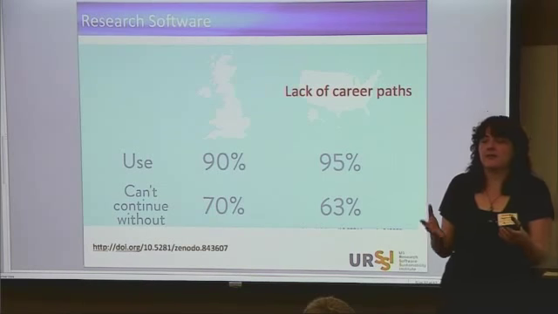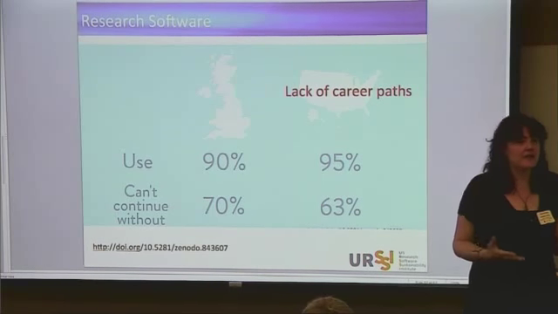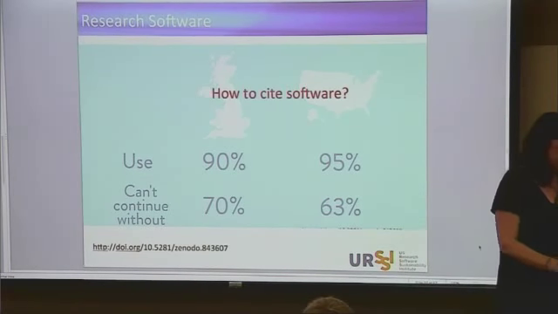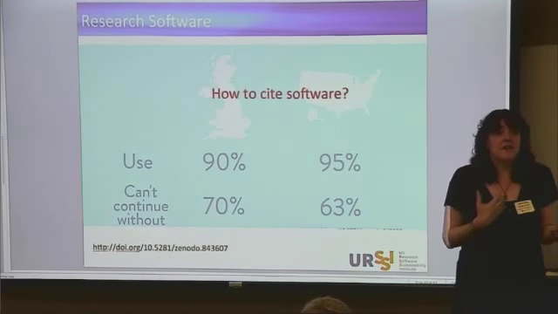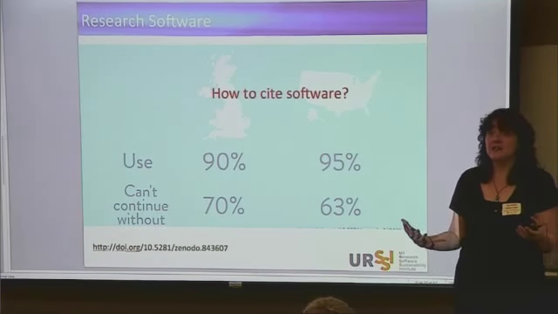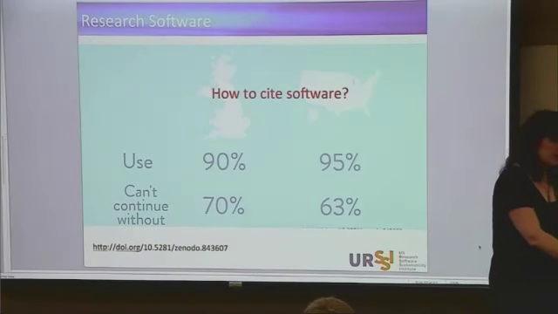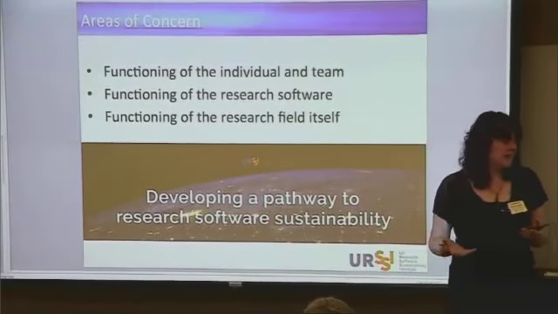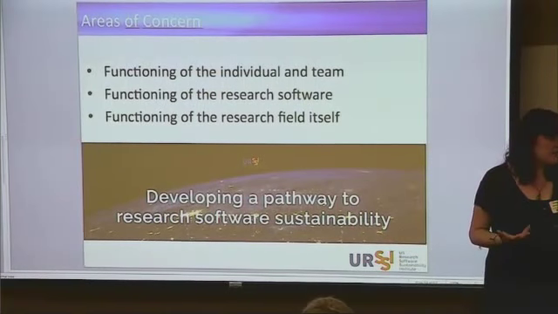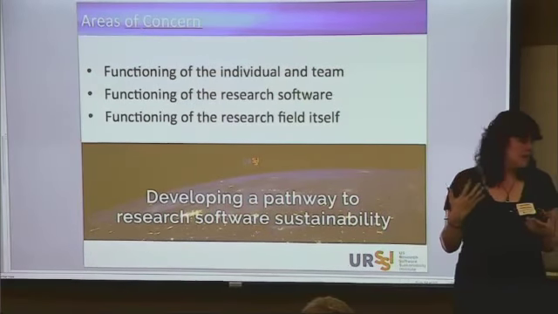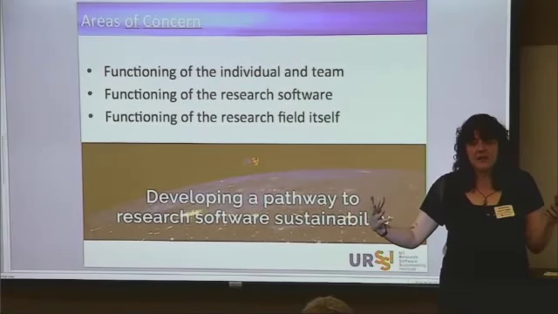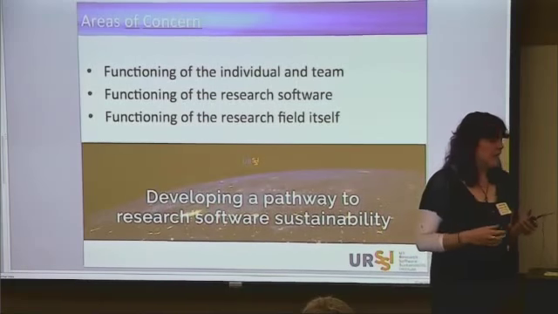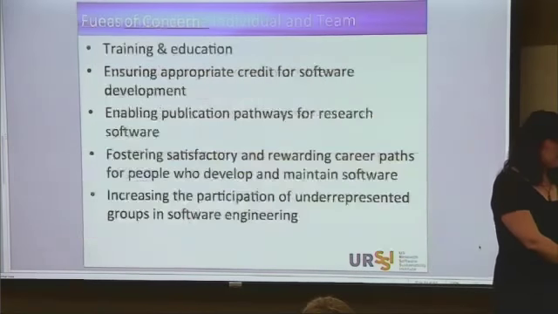But we need career paths for people to make it sustainable in research, to work with research. And we need ways to cite software so that people get incentives and credit for their contributions to research. So the areas of concern are the functioning of the individual and the team, the functioning of the research software, and the functioning of the research field itself. Those are the 3 areas we look at in ERSI. I won't go through each of them in detail, only to give you an impression.